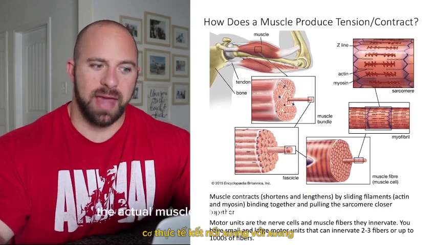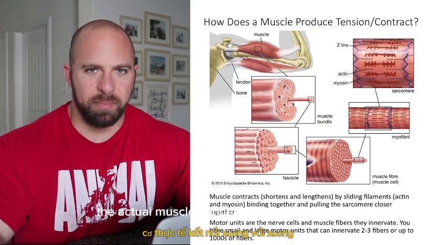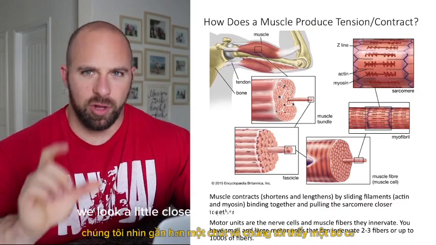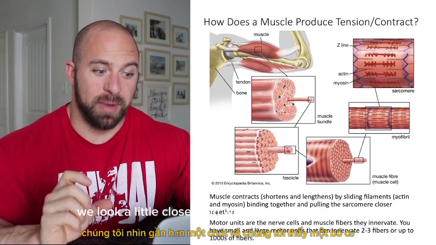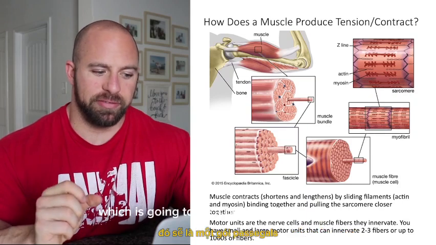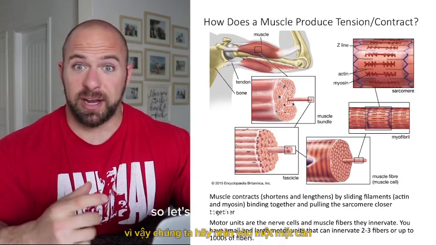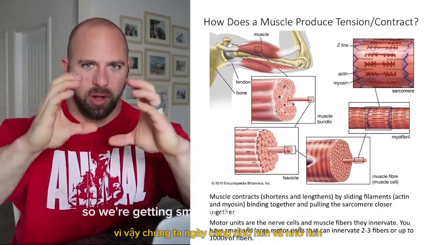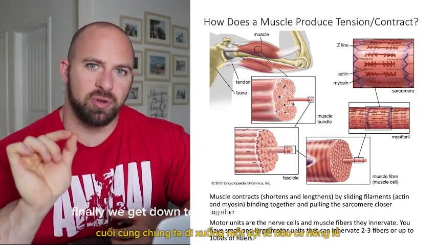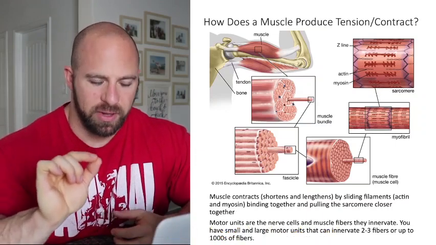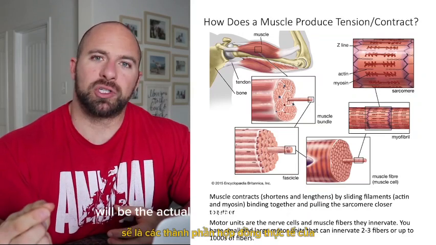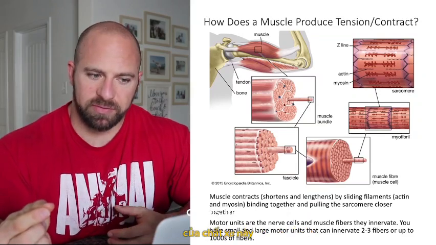So you see here the actual muscle connecting bone to bone, so it's going to make a bone move. We look a little closer and we see a muscle bundle, which is going to be a bundle of fascicles. So let's look at a fascicle. We're getting smaller and smaller and smaller. Finally, we get down to an individual muscle cell fiber. And within that muscle cell will be the actual contractile components of this fiber.